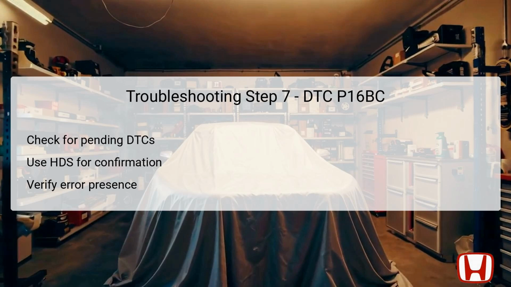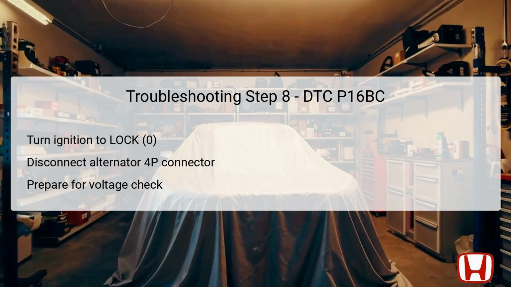It's important to document any findings and reevaluate previous troubleshooting steps if the error persists. Keep in mind that intermittent issues may require ongoing monitoring or more extensive diagnostics. In the eighth step, you need to turn the ignition switch to the lock position 0 to safely disconnect power from the system.